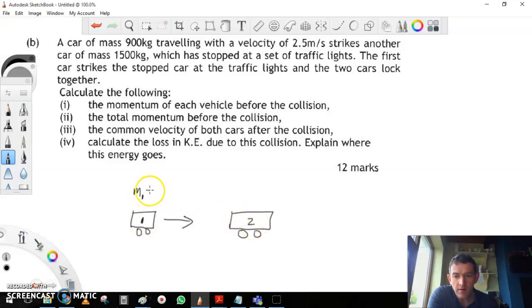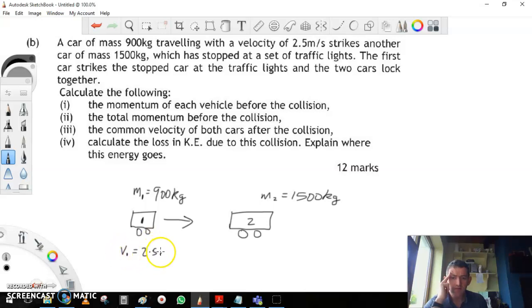So the mass of car 1 equals 900 kilograms, and the mass of car 2 equals 1500 kilograms. The velocity of car 1, V1, is 2.5 meters per second, and the velocity of car 2 is 0 because it's stopped at the lights. The lights must be red, right? So first question, part 1, is to calculate the momentum of each vehicle before the collision.